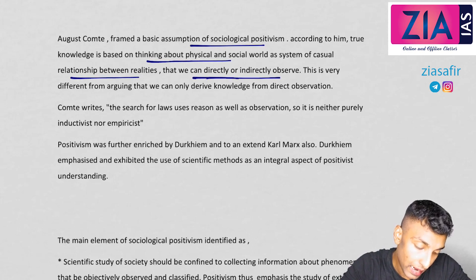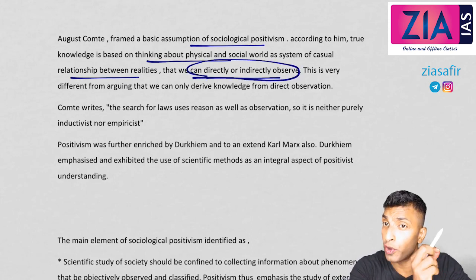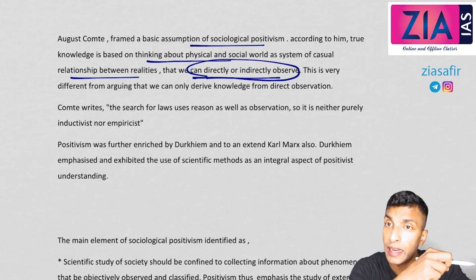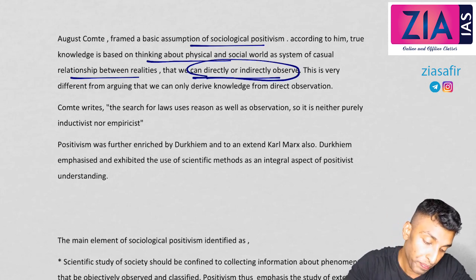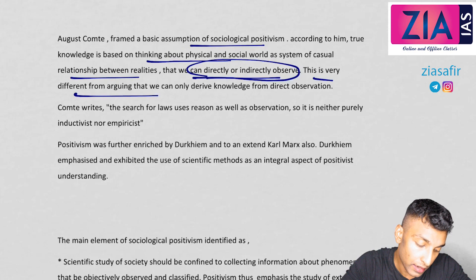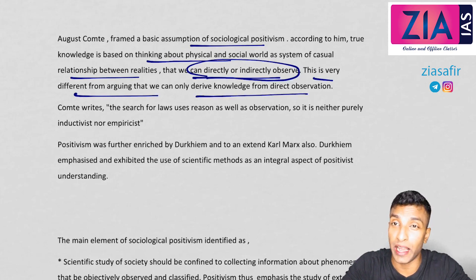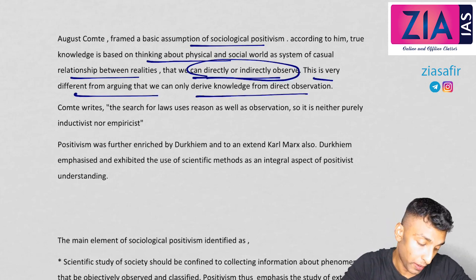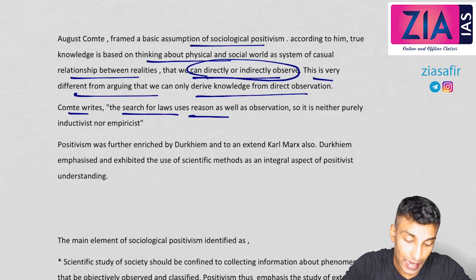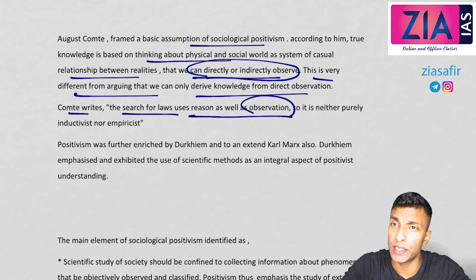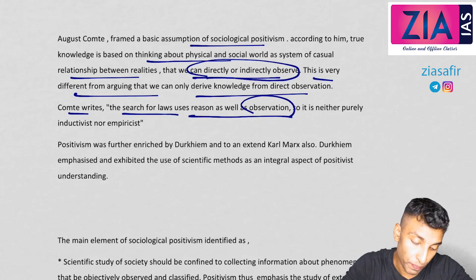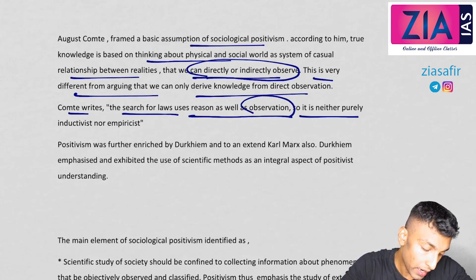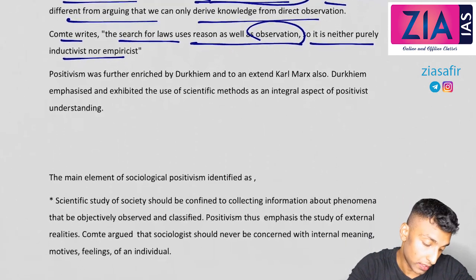So you see here, directly and indirectly observe. In pure positivism, only directly observe. Here indirect observation is also discussed. This is very different from arguing that we can only derive knowledge from direct observation. Exactly that same point. Comte writes, the search for law uses reason as well as observation. Not only observation, you can use reason also. So it is neither purely inductivist nor empiricist.